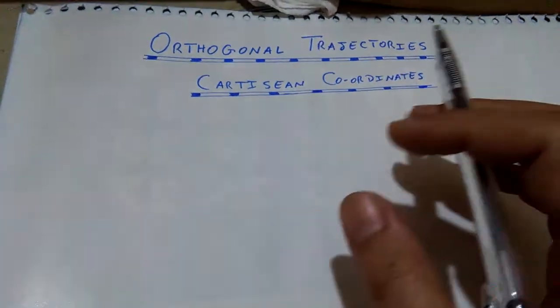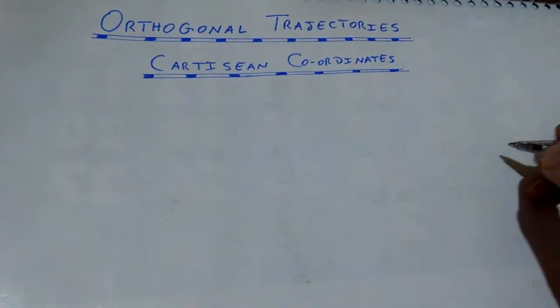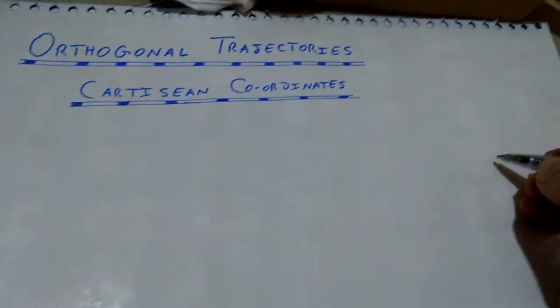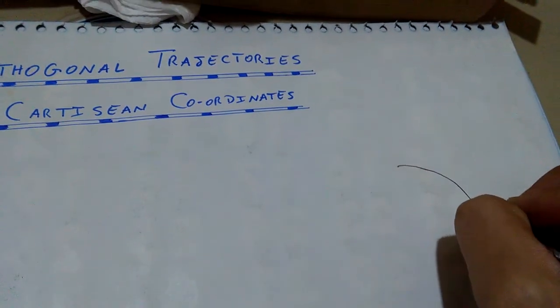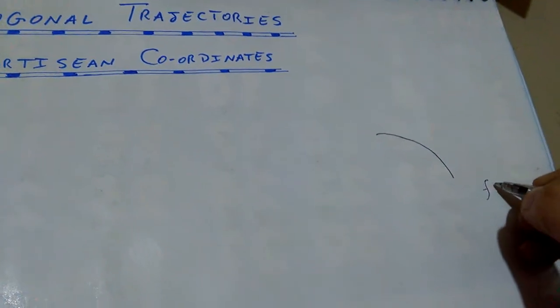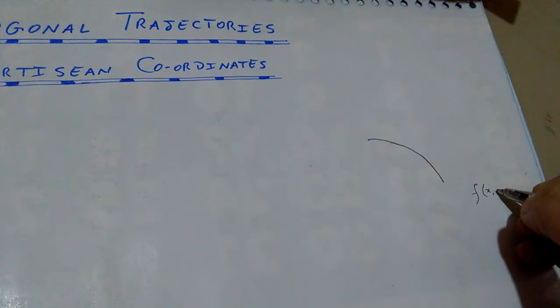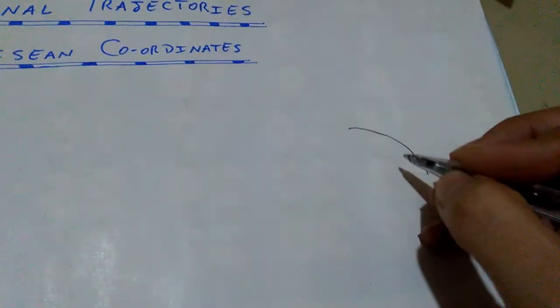Today we'll discuss orthogonal trajectories in the light of Cartesian coordinates, in other words rectangular coordinates. So what exactly are orthogonal trajectories? For example, say I'm discussing a curve. For instance, it looks something like this. It has some kind of equation, and we just call this equation f of x, y, c.